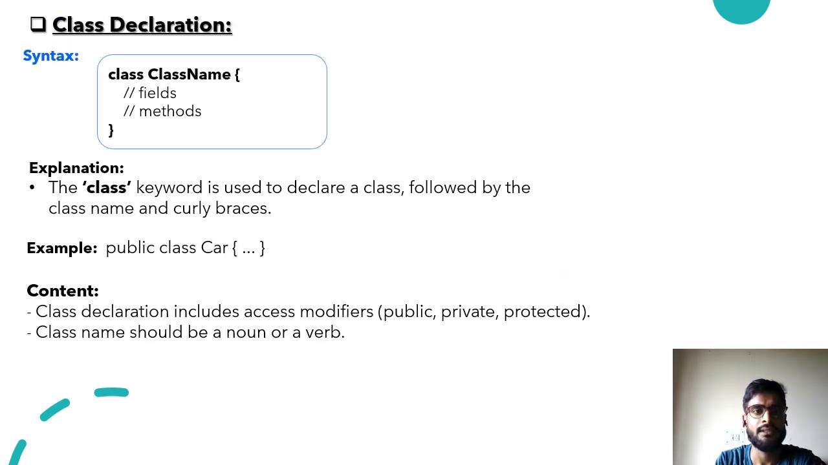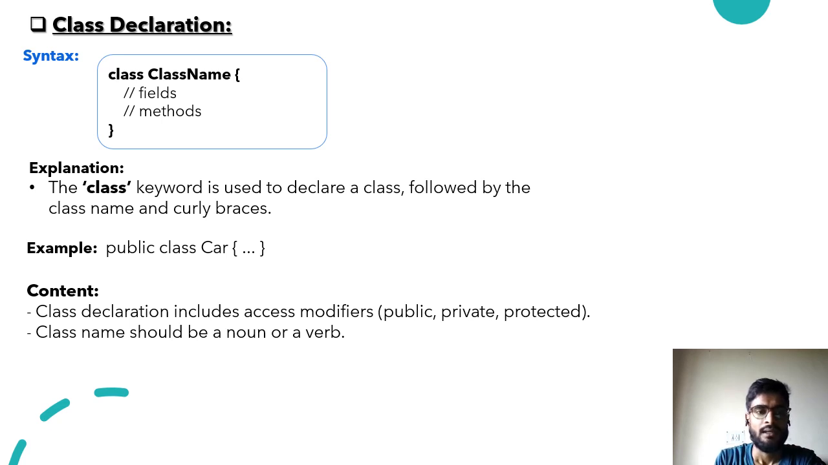Now we will see how a class is declared. Syntax is class name, open curly braces, which have two main components of a class, fields and methods, close curly braces. We'll see the explanation of this syntax. Basically, the class keyword is used to declare a class, followed by the class name and curly braces. As we can see in the example, public class Car, curly braces open, and we will put here the content part, basically fields and methods.